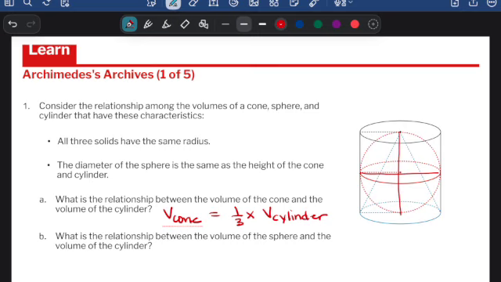What is the relationship between the volume of the sphere and the volume of the cylinder? So as we saw in the video just now, the sphere displaced 2/3 of the volume of the cylinder. So we could say that the volume of the sphere is equal to 2/3 times the volume of the cylinder. Okay, and what was left of the water inside the cylinder filled up the cone, or that last 1/3 filled up the volume of the cone.